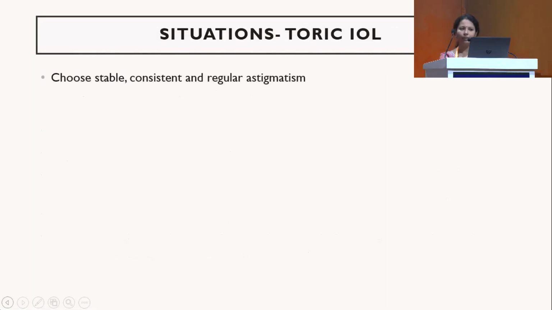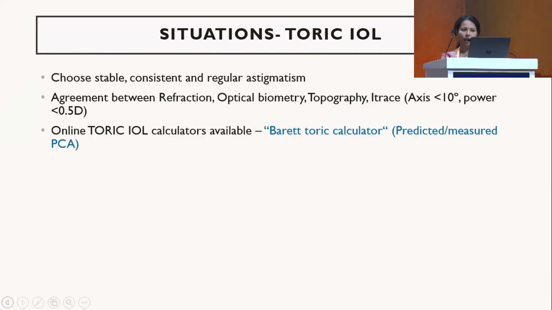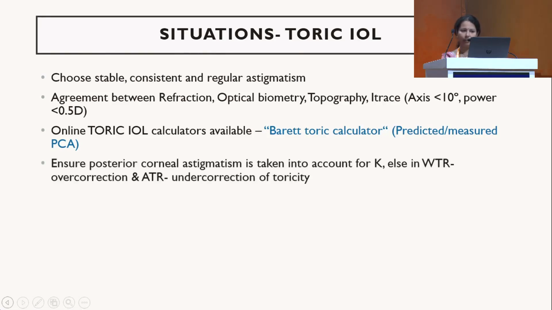For toric IOLs, always use a toric IOL when it is a stable, consistent and regular astigmatism, and avoid toric IOL when it is any irregular astigmatism. Always check the cylinder in the spectacle refraction, the optical biometer and topography, and see whether you are getting similar readings, and use the Barrett toric calculator. That comes with both predicted and measured posterior corneal astigmatism, and both are giving very accurate results. This posterior corneal astigmatism definitely has to be taken into account when calculating the IOL power for toric IOLs.